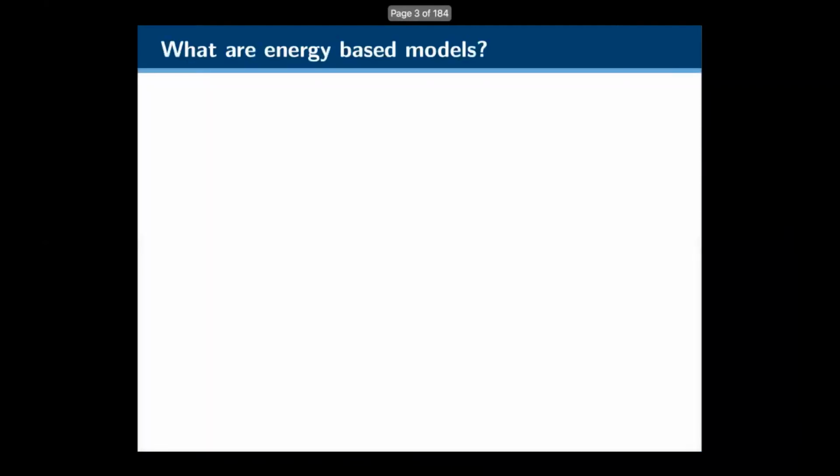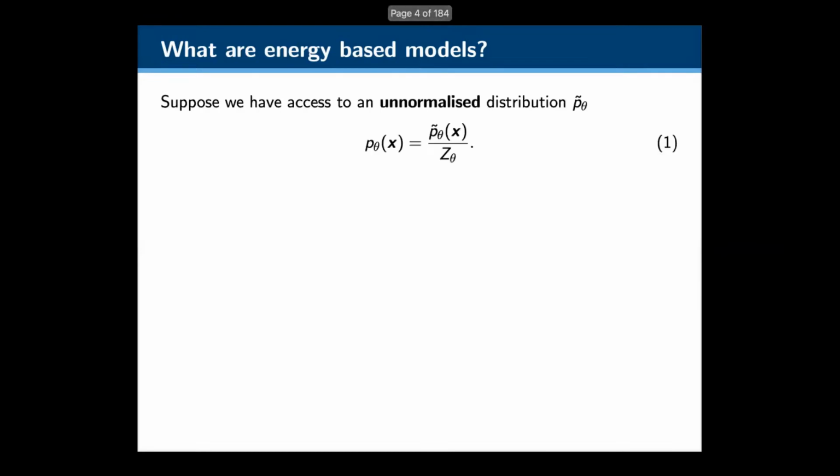Okay, so the first question is, what are energy-based models? To answer that, suppose we have access to some unnormalized probability distribution, P tilde of theta. Obviously, we can just divide that by some normalizing constant Z of theta, and that gives us a normalized probability distribution. And we might care about this because we don't always have access to a nice, well-behaved probability distribution.